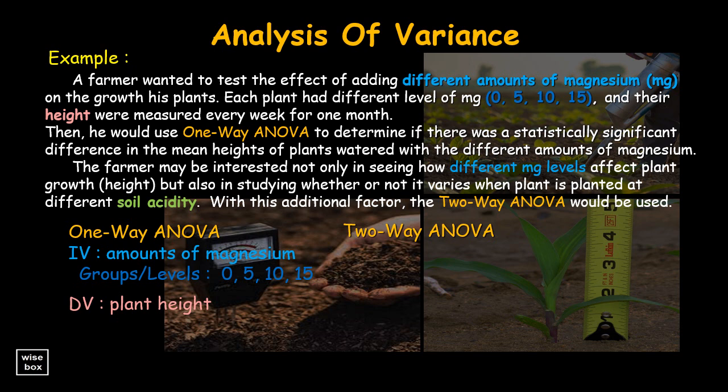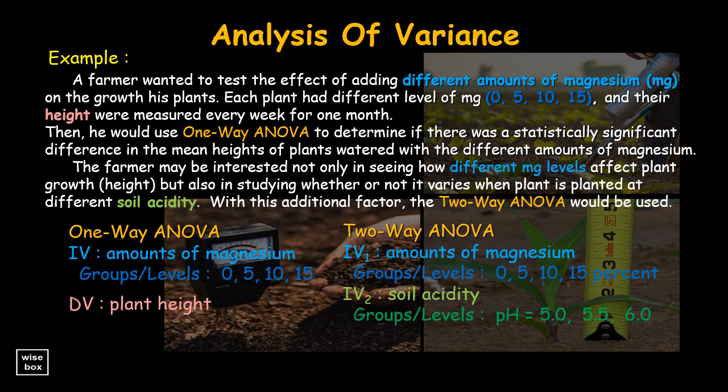In this case, the first independent variable, or factor 1, and the levels, are the same as in the One-Way Anova. The second independent variable, or factor 2, would be soil acidity. The group levels are pH 5.0, 5.5, and 6.0. The dependent variable is still the plant height.